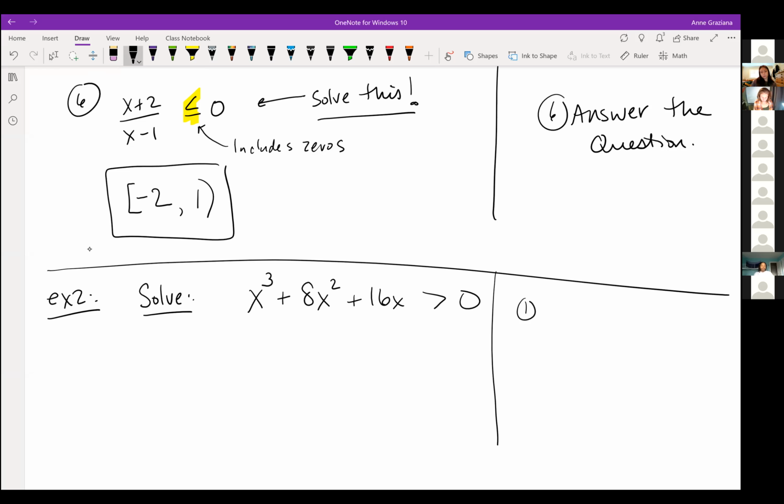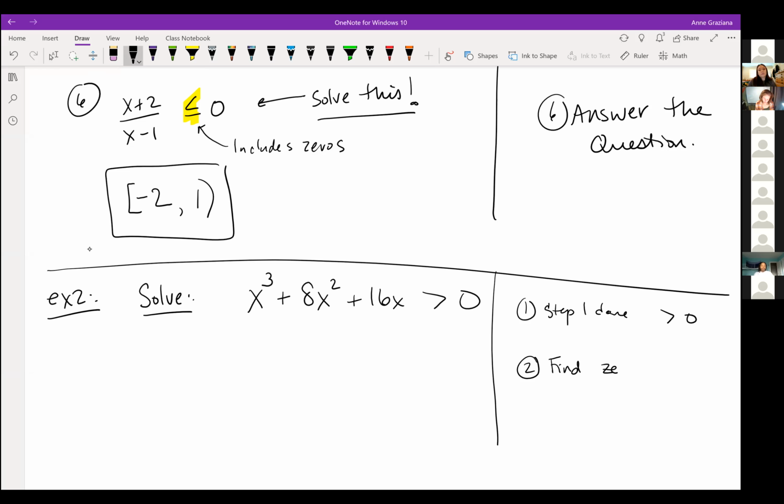Everything is on one side, so step 1 is done. We have it greater than 0, so we don't need to add or subtract. That's good. So now step 2 is going to be finding your zeros.